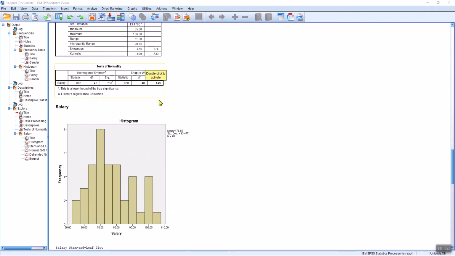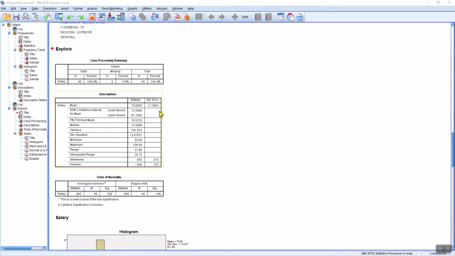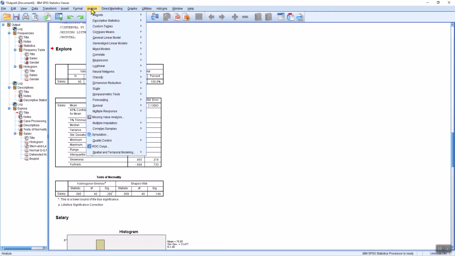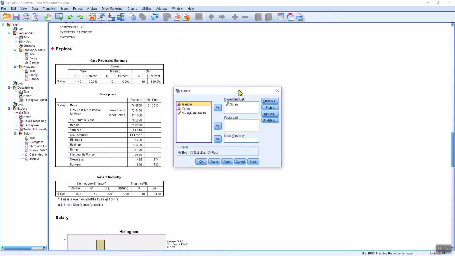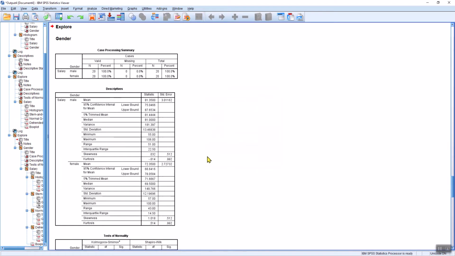All right, so that still doesn't tell us whether males or females are making more. This is aggregate data with all 40 of the subjects, both males and females, but there is a way to get what we want. And so that's where I'm going. You go to Descriptives Explore, just like we did before, but we add gender and put it into the factor list. Now what's going to happen is it's going to give us a different table, one for males and one for females. And this is what we really want.